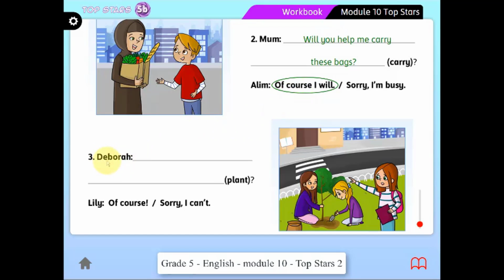Number 3. Deborah asks and Lily replies. And we need to use the verb plant. Here in the picture, there are 2 girls planting the tree. And they ask Lily for help. So the question here will be, will you help us plant this tree? And us here because there are 2 girls, okay, plural I mean. And Lily here looks busy, as you see guys, or she's late for school or something. That means she refuses. So the answer is, sorry, I can't.